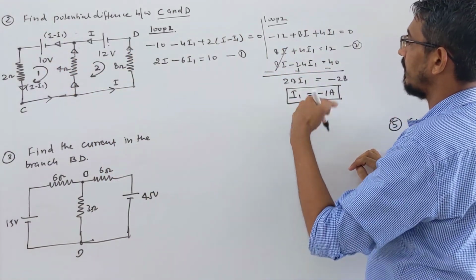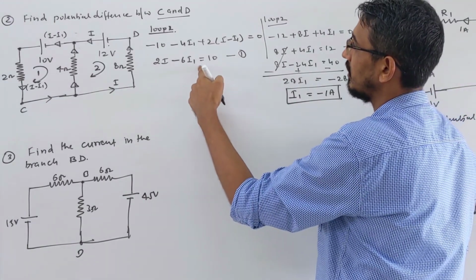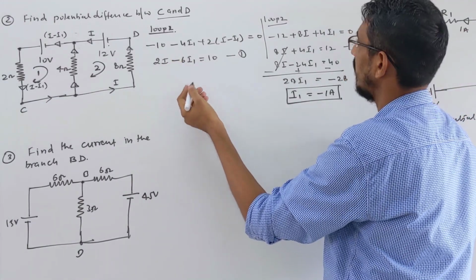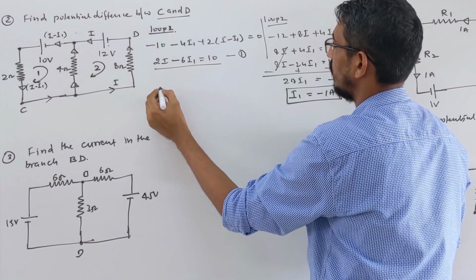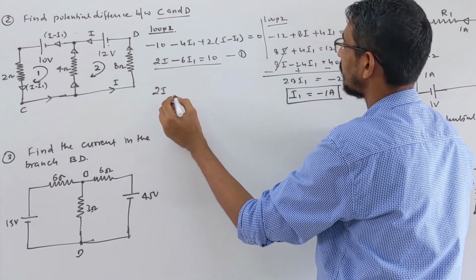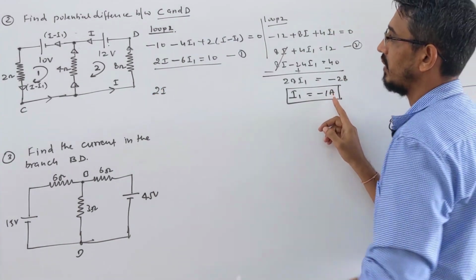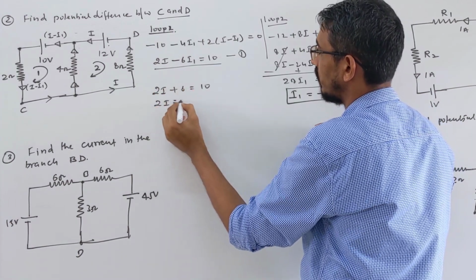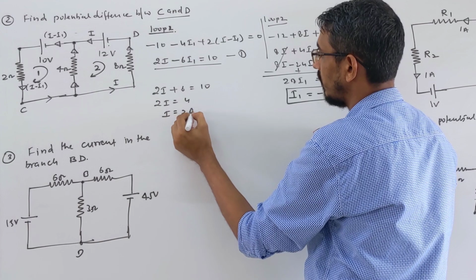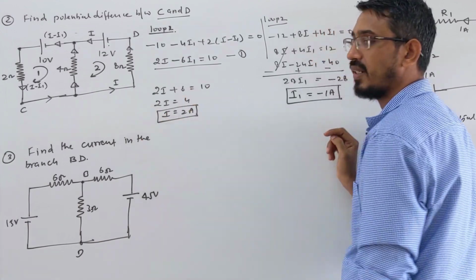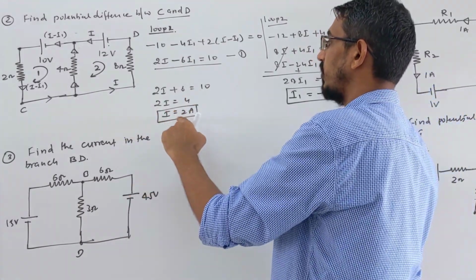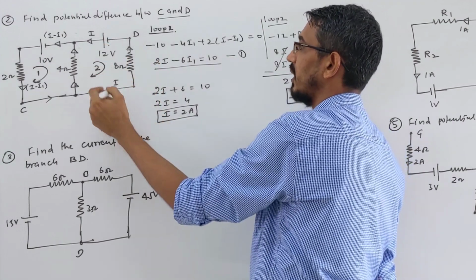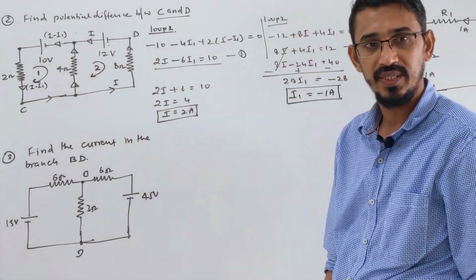Current you found. Then you need the main current I. From any equation you can write. Let's write this equation. So 2 times I1 is minus 1, minus becomes plus 6 is equal to 10, 2I is equal to 4, and I is equal to 2 ampere. Correct? So I is positive, so the direction of current I is correct, with value 2 ampere. This is done.